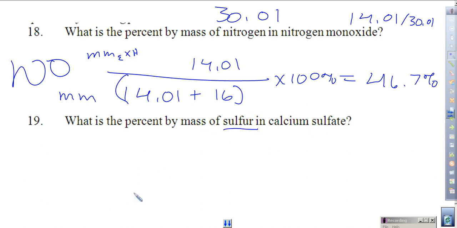All right, what is the percent by mass of sulfur in calcium sulfate? What's the formula for calcium sulfate? We did this earlier, right? Well, we did something simpler. Yeah, we did. It's CaSO4. We did that on the first page, CaSO4.